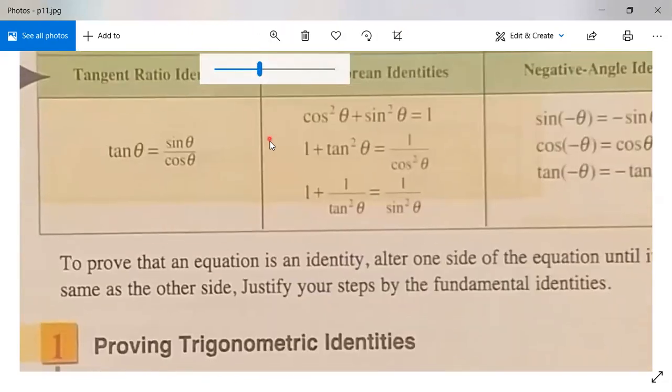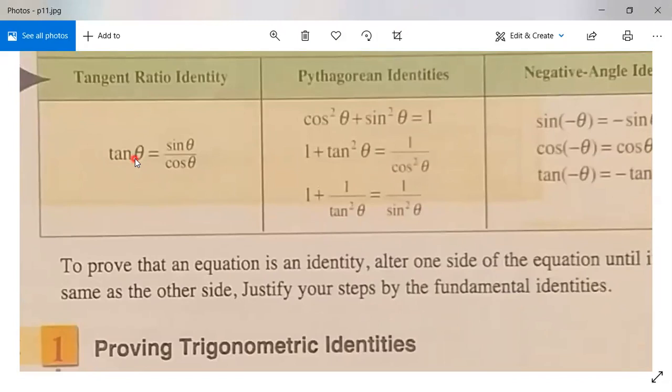This one, the table. Tan equals what? Sine over cosine. In any equation, if you see tan, convert it to sine over cosine. Cosine square plus sine square is always equal to 1. If you see this one, change it to 1, because cosine square plus sine square equals 1. And the third one: 1 plus tan square theta is equal to 1 over cosine square theta.